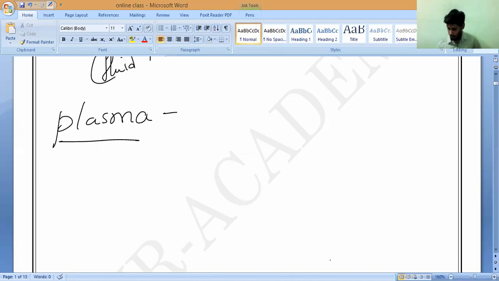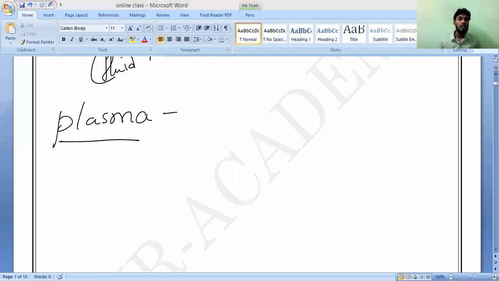Plasma is a water. What is plasma? Is it a liquid or solid or gas? Plasma is the liquid part. Correct or not? It is the liquid or fluid part of blood. That is what we call plasma. If you consider blood, it contains some liquid or fluid part. That is what we call plasma.